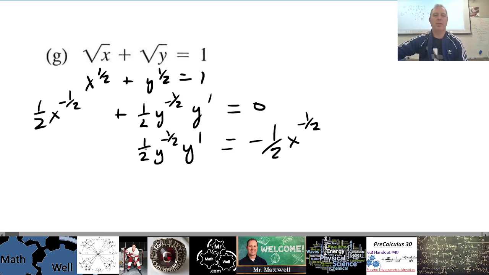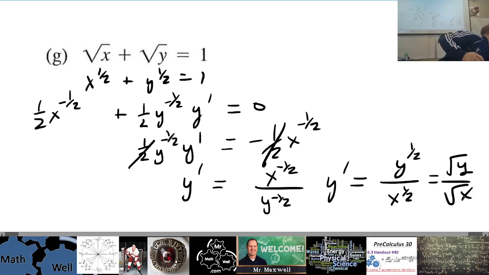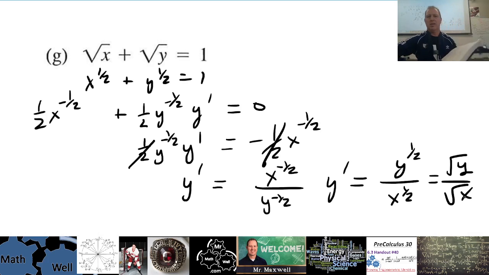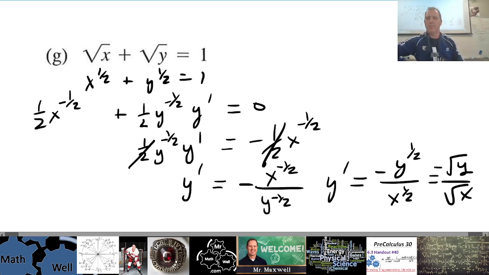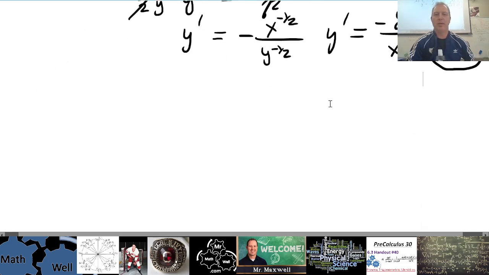A 1/2 is pretty common there, so I can take out the 1/2 from both sides. And I will isolate the y prime. So x to the negative 1/2 over y to the negative 1/2. And this is going to equal y to the positive 1/2 over x to the positive 1/2 if we flip those around, which is root y over root x. And with a negative here as well that I forgot to write down. So there's your answer there for G. That was a really quick one at the end there. You heard the bell. So that's that one.